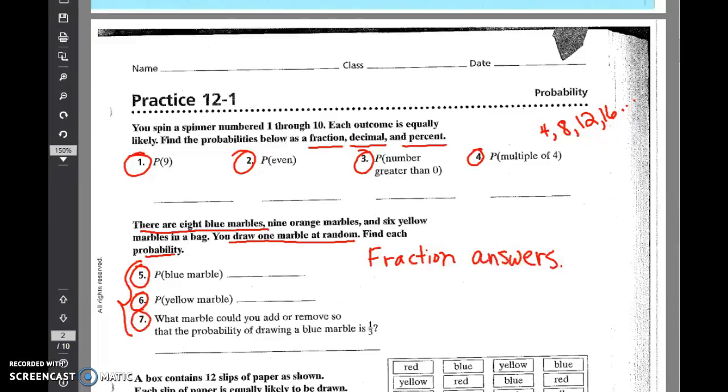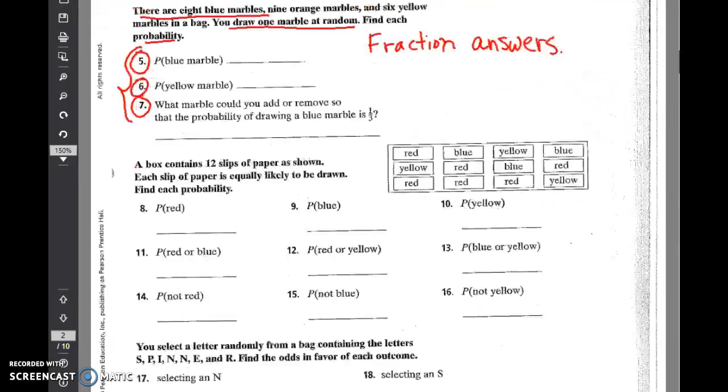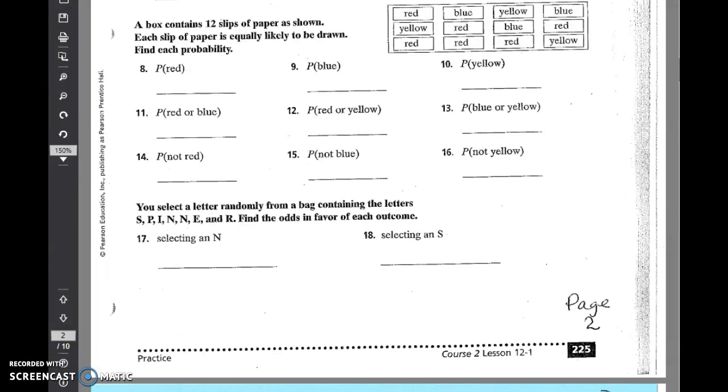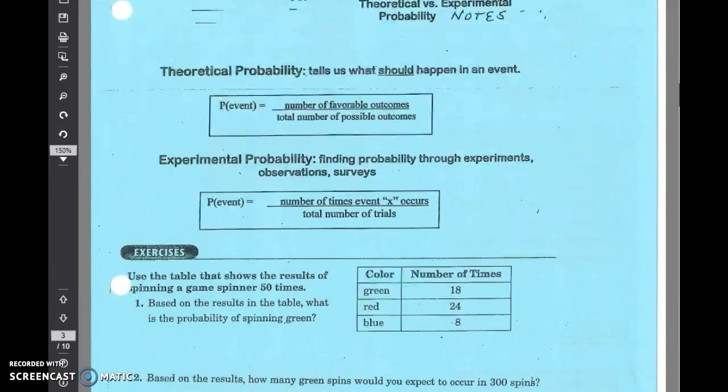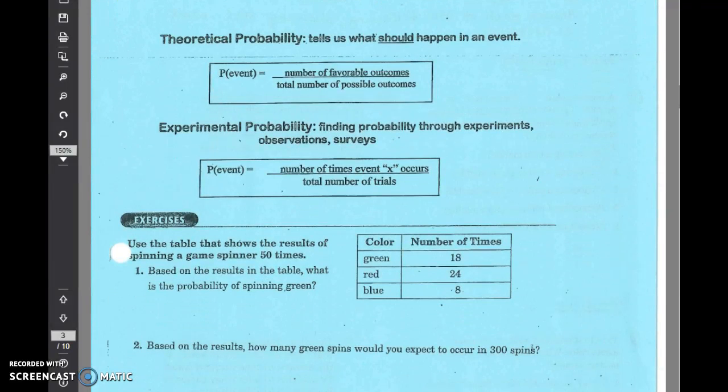You can see that there are more questions on this page. This is going to be the first part of your homework assignment. Tonight you are going to be finishing page 2. You will be finishing questions 8 through 17 for your homework. And now together I would like us to advance to the next page, where we will be talking about experimental probability.